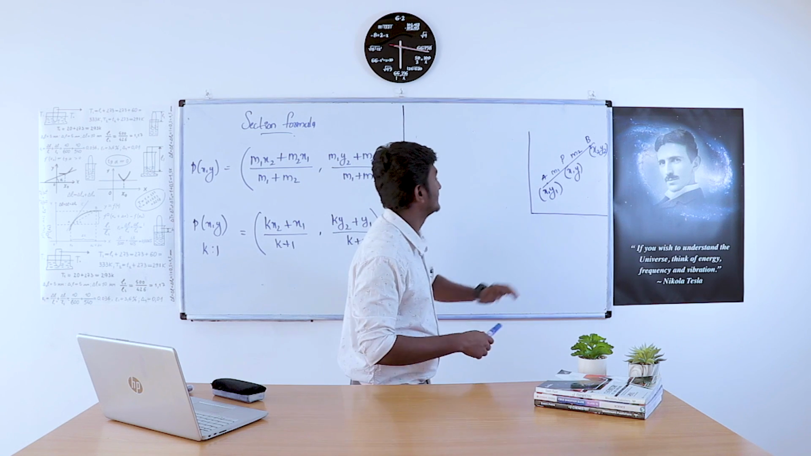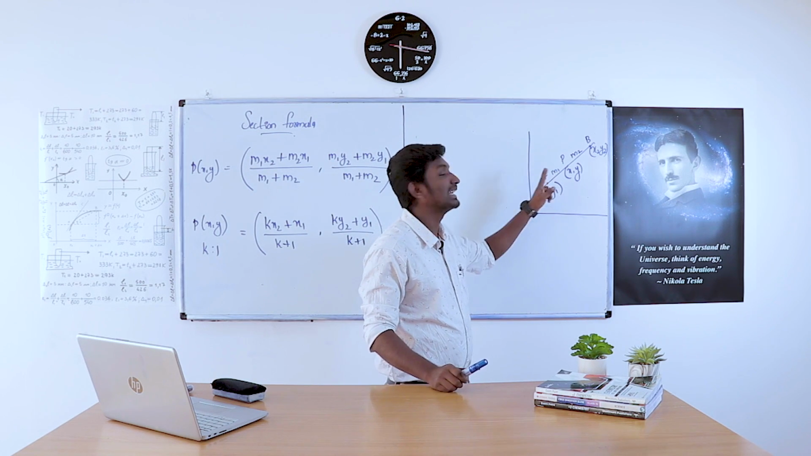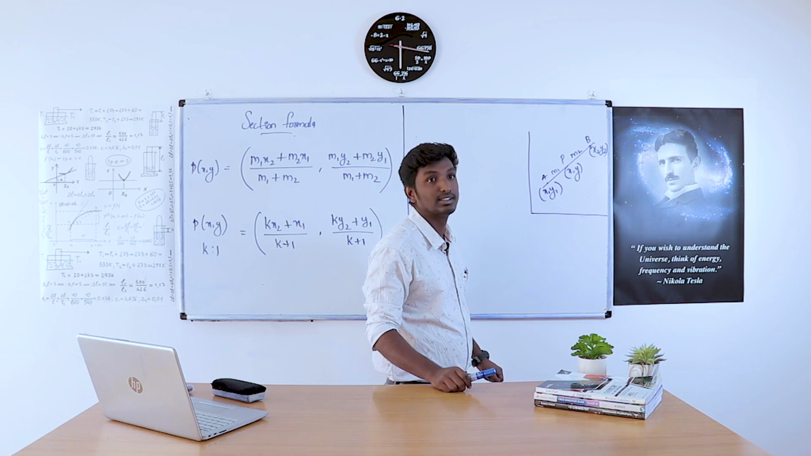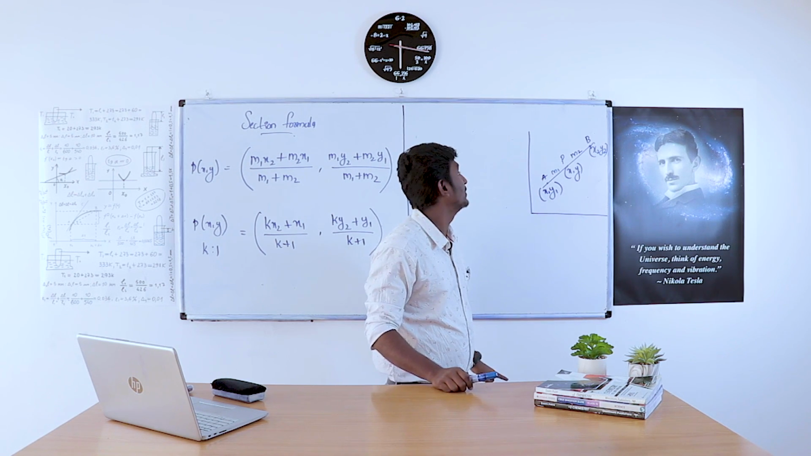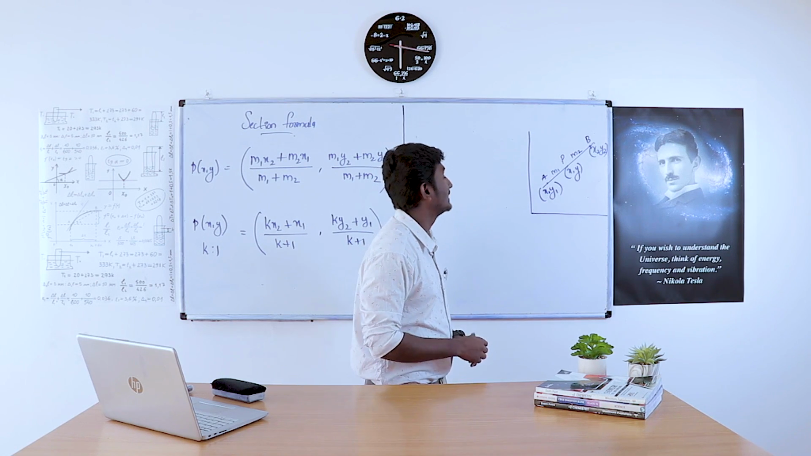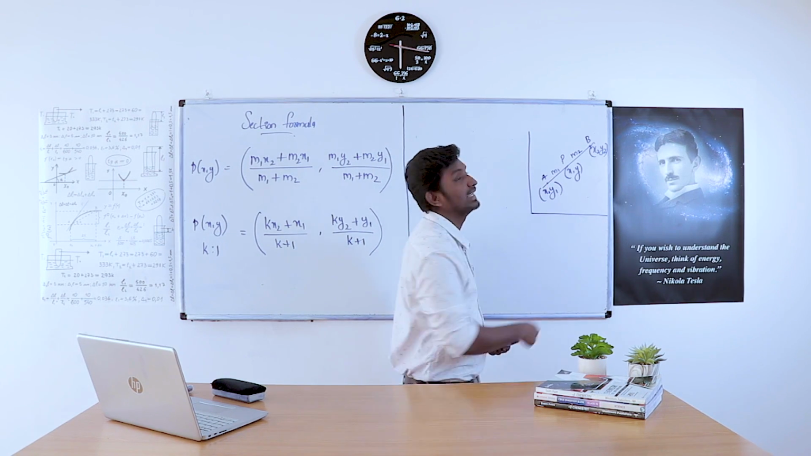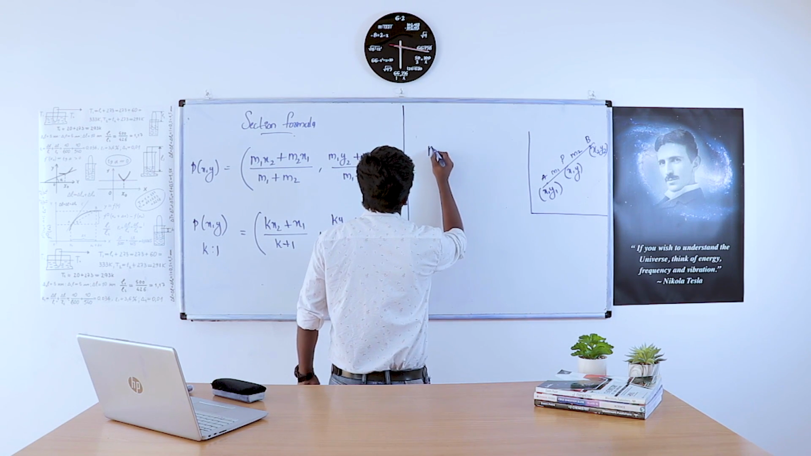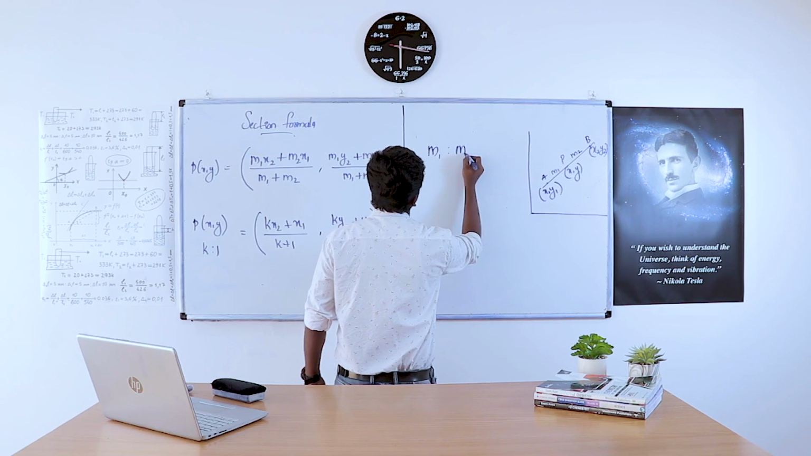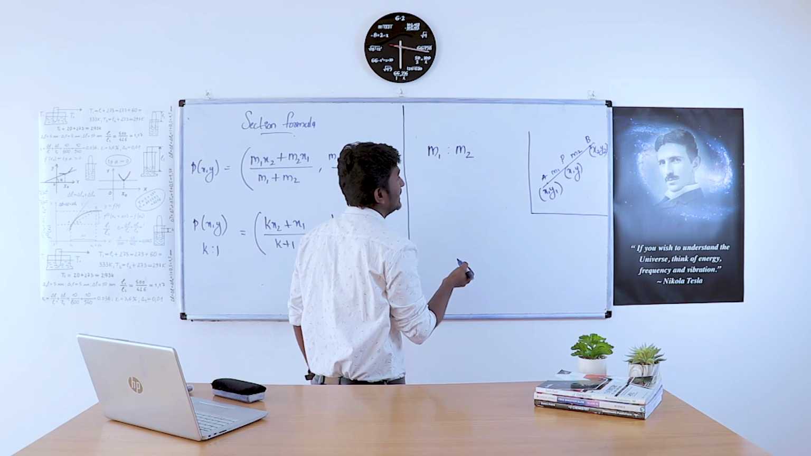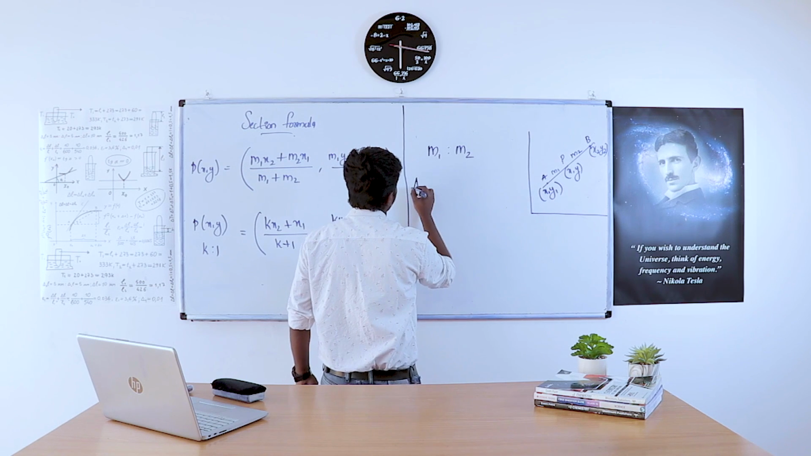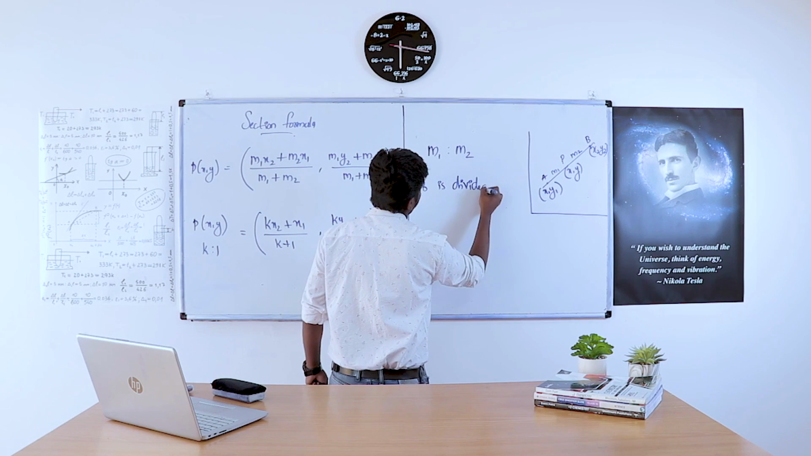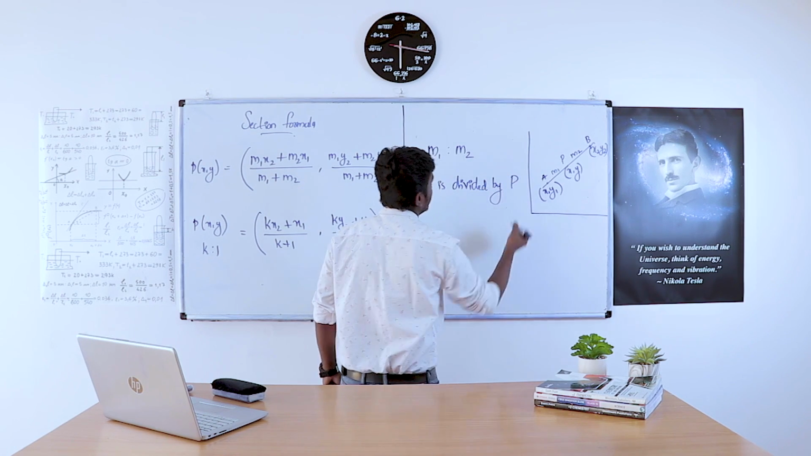Section formula simply means consider 2 points A and B, and these points are joined together by a line segment. So A and B are 2 points on a line segment, and another point P divides AB in the ratio M1 is to M2. So AB is divided by P, and P is a point.